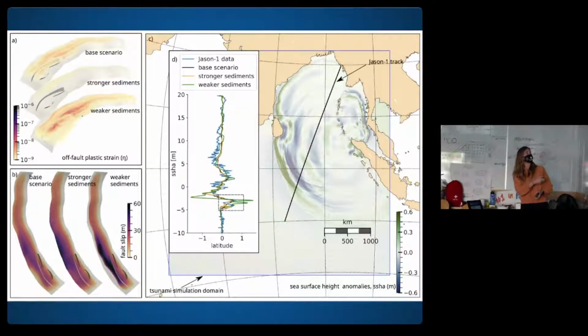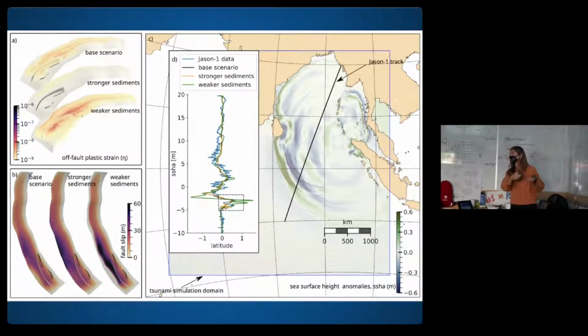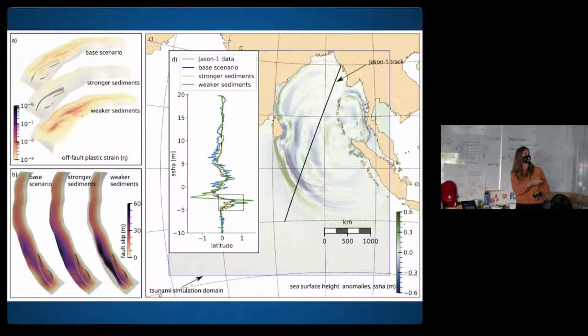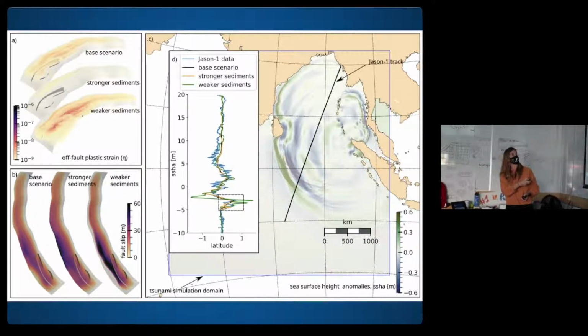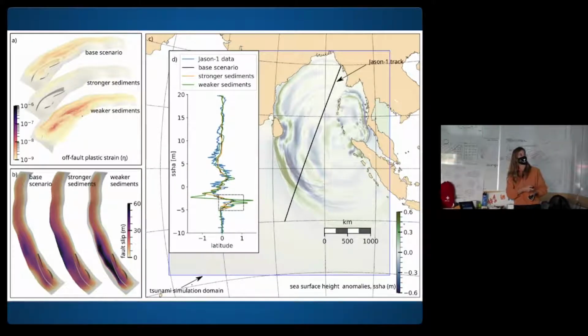Okay? And so this is the base model, for example. They also vary, I'll get to this, over here, by what happens off the fault. On the fault, this is the base model. These darker colors get up to 30 meters of slip. This is on the fault.